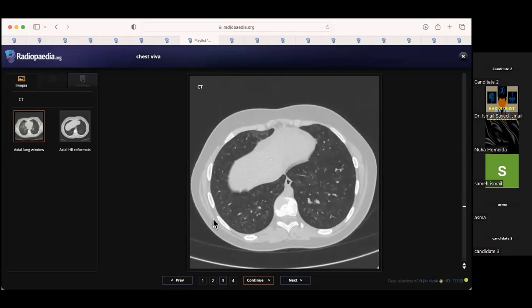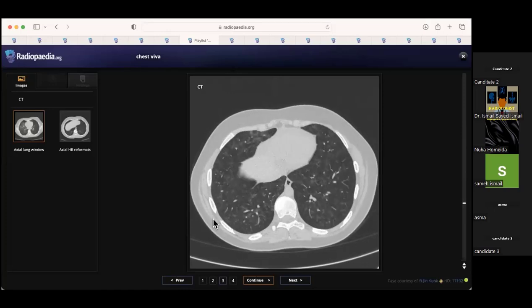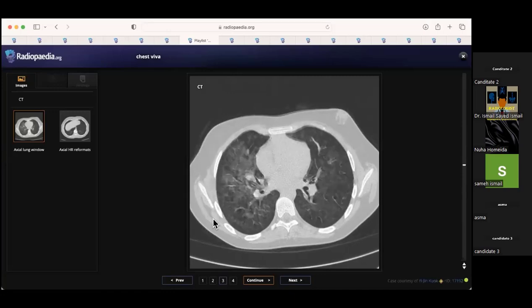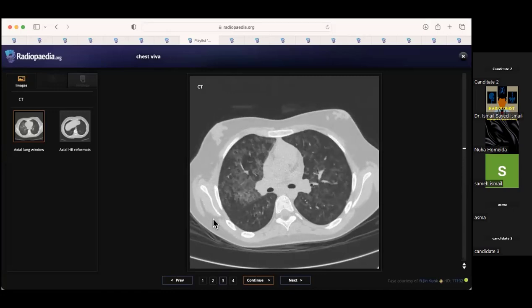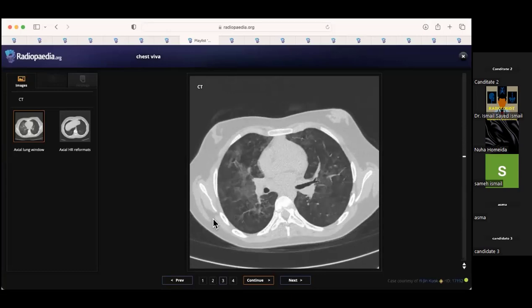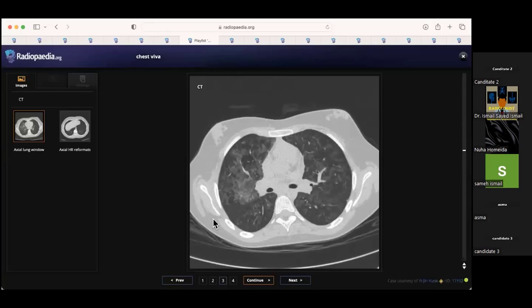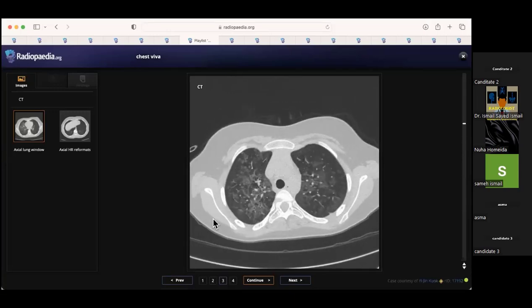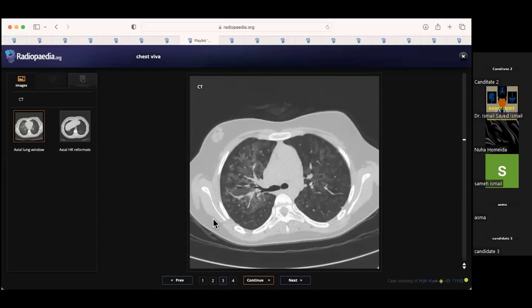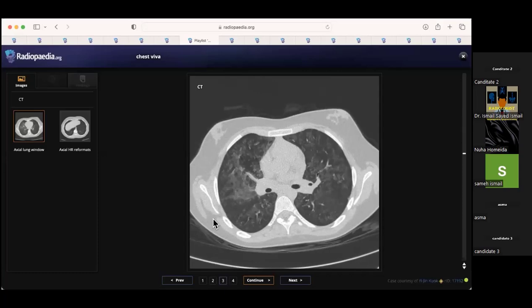So the appearance is most consistent with hypersensitivity pneumonitis as the cause. With this ground glass appearance, I will convey the finding to the referring physician and advise the patient not to be exposed to allergens if there are any known allergens. This is mostly in the subacute stage of hypersensitivity pneumonitis.